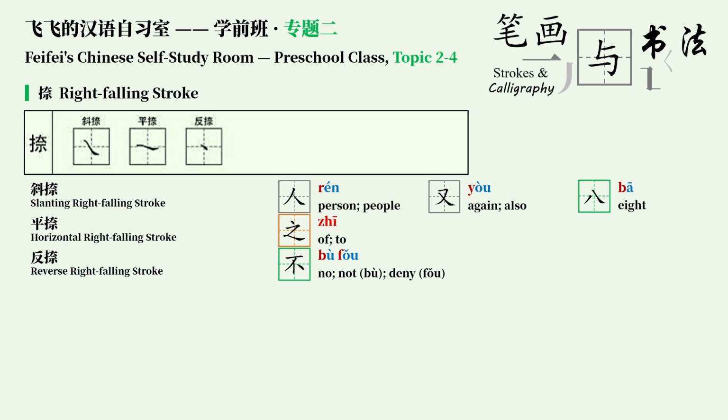Homework. Write each example character, 人, 又, 八, 之, 不, 20 times carefully, following the writing rules of each right fallen stroke we learned today. Pay attention to the different angles and rhythms of the slanting, horizontal, and reverse right fallen strokes, and take note of the dot stroke that will be covered in our next lesson for 之.